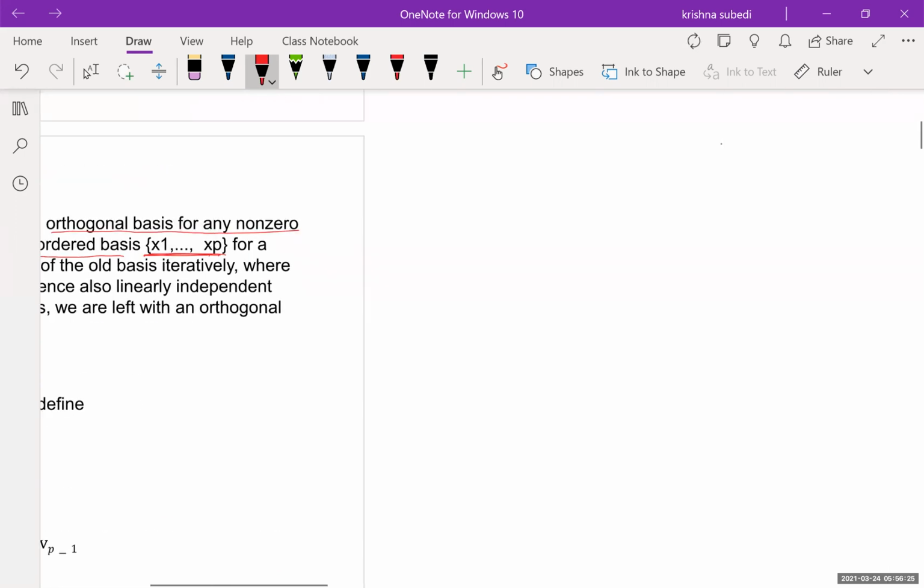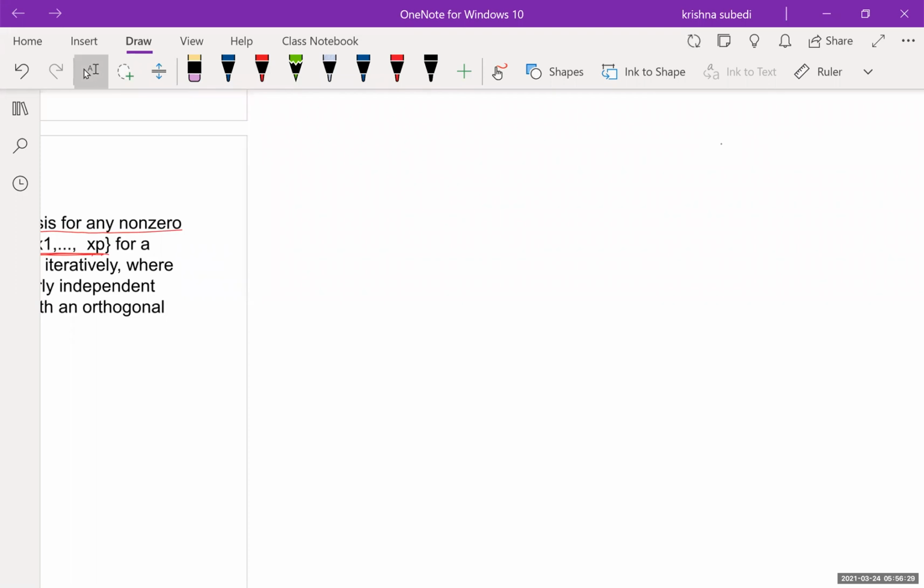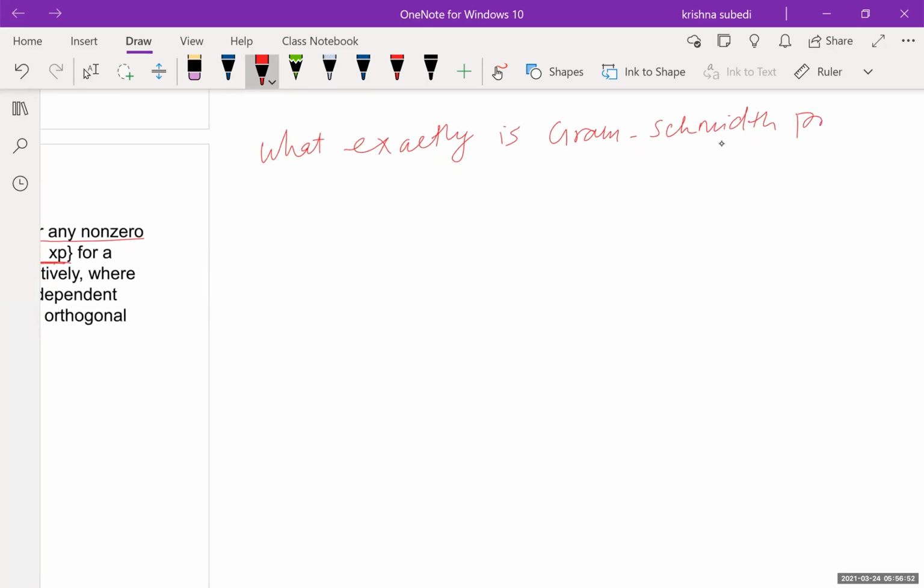Now, what exactly is the Gram Schmidt process? It is an algorithm, a process, a technique that will be able to create an orthogonal basis for the given space, or subspace.